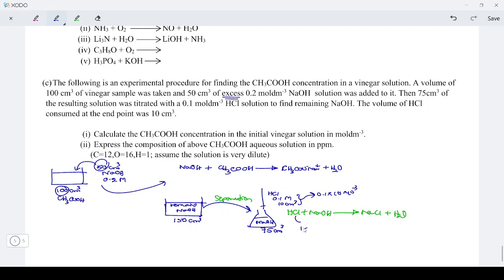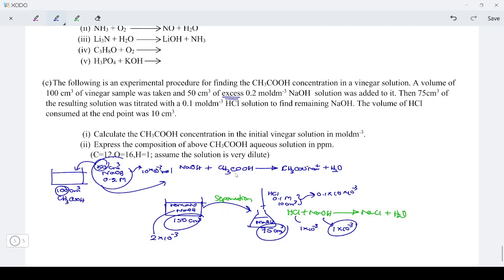Okay, so you have 1 into 10 to the power minus 3 moles of HCl. That means NaOH also has the same number of moles remaining in 75. So in 150 you will have twice that, 2 into 10 to the power minus 3. And how many NaOH moles did you add here actually? It's 10 into 10 to the power minus 3 moles.